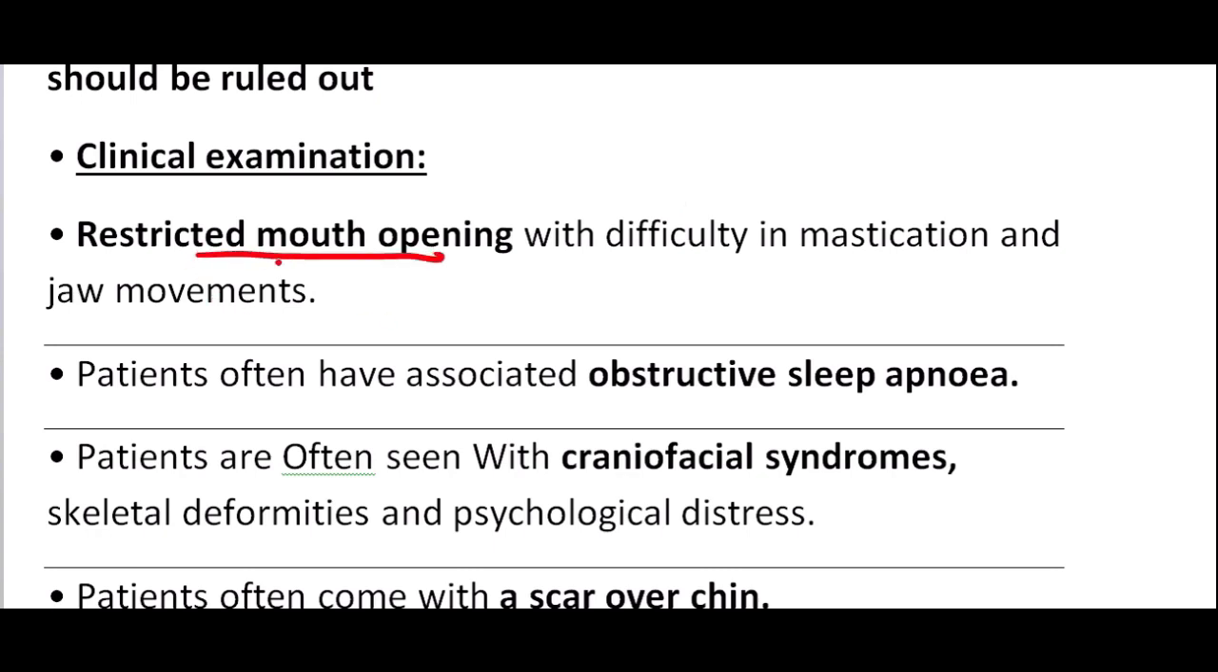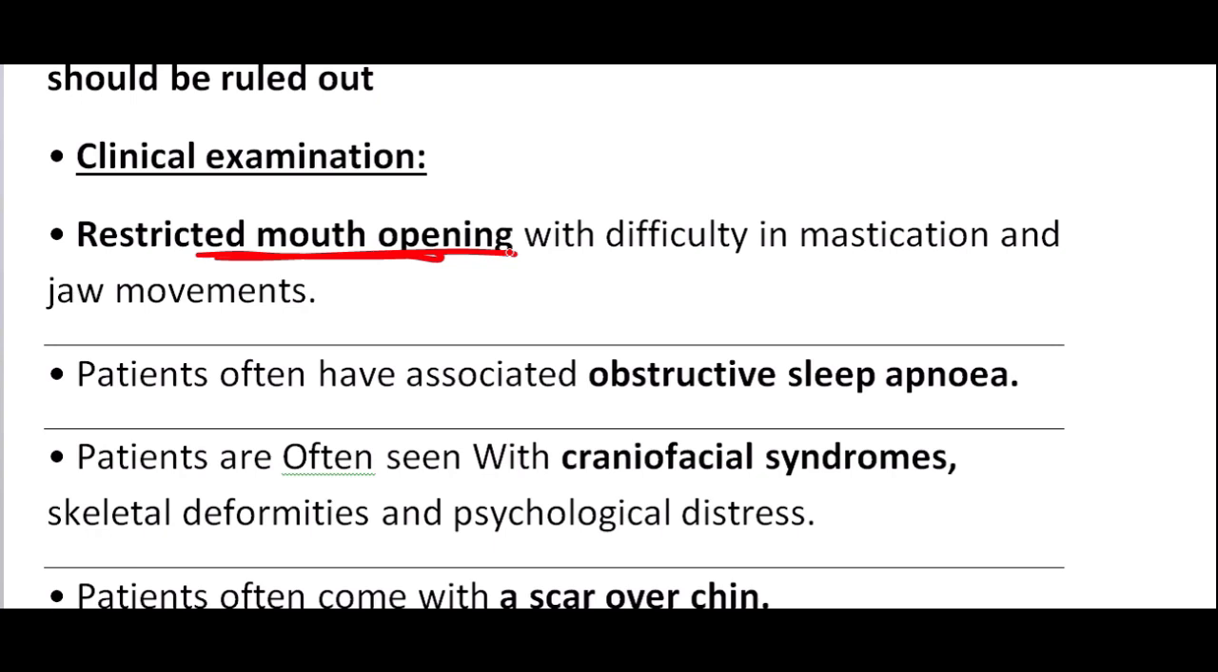There could be restricted mouth opening. So one of the primary indications of TMJ ankylosis is limited range of motion in opening and closing the mouth. The patient will experience significant difficulty in opening their mouth that would lead to restricted jaw movement that can interfere with speaking, eating, etc.